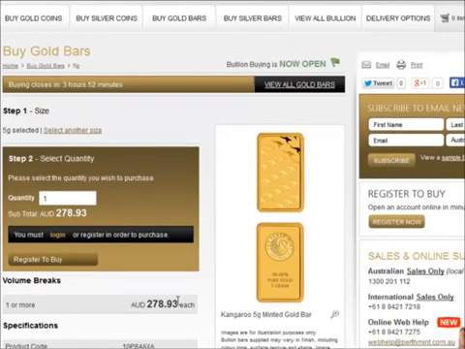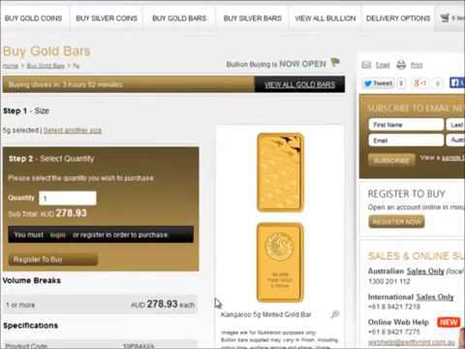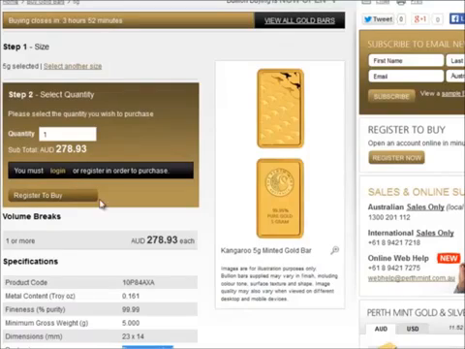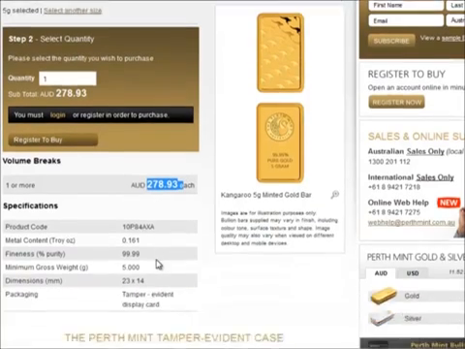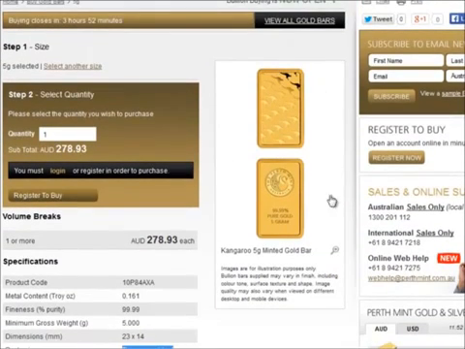Okay, so let's go now to the Perth Mint. So here we are in the Perth Mint. I'd already set this up for you. Here's the Perth Mint, and there it is. This one here is 278.93. And what are we getting? We're getting 99.99, which is 999.9 fine, with a minimum of 5 grams. That's cool. And here's their blister pack, which they call a tamper evident display card. That's okay, and it's a nice looking gold bar. It looks very, very nice.